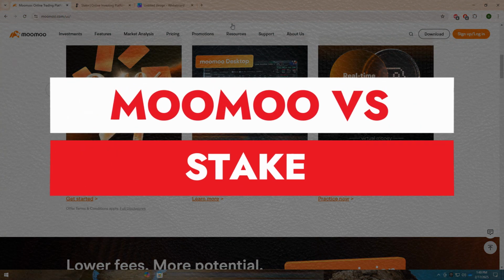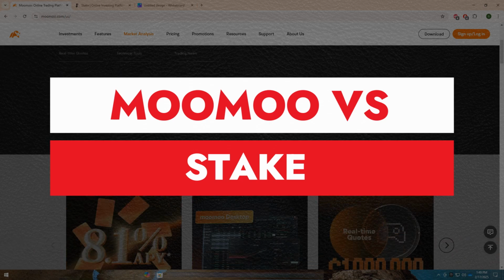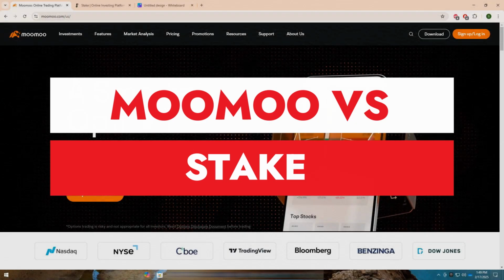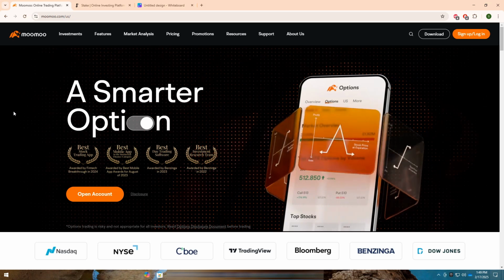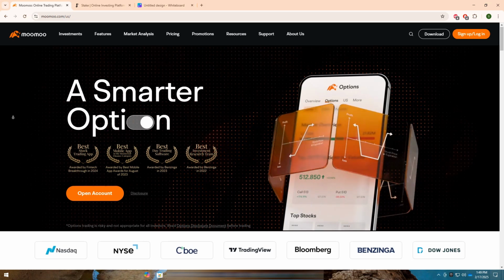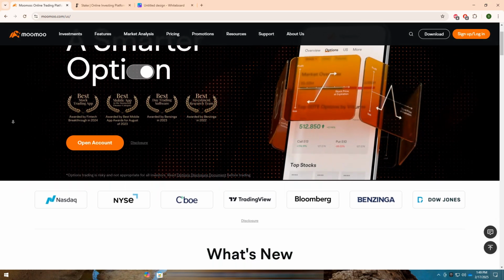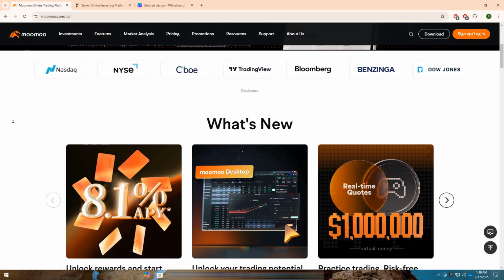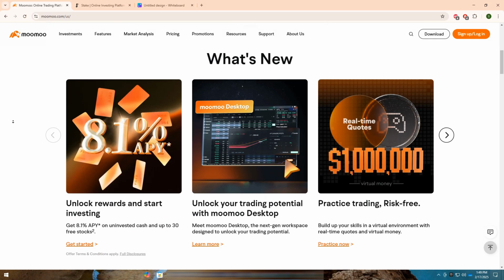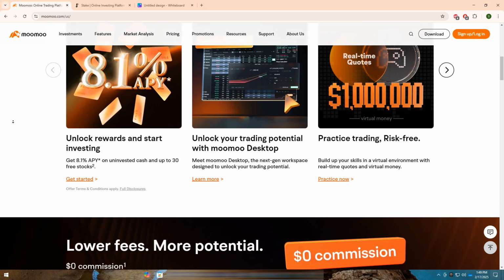Today, I'm going to tell you about Moomoo and Stake, two popular commission-free trading platforms that offer access to global stock markets. Moomoo is a feature-rich trading platform designed for both beginners and experienced traders. It offers commission-free stock trading, advanced market analysis tools, and real-time data. Moomoo is great for traders who want powerful charting tools and in-depth analytics to make informed decisions.